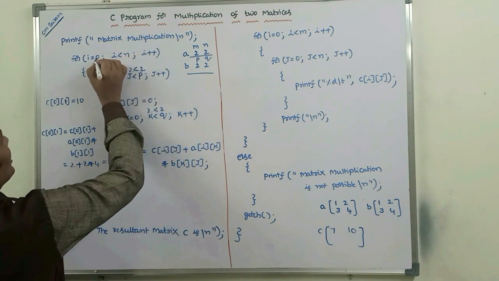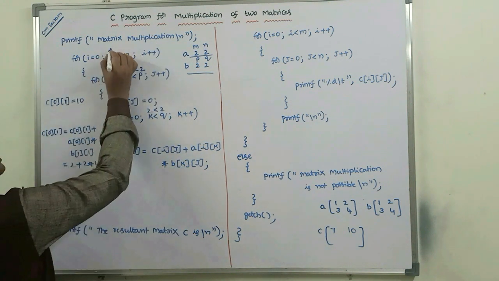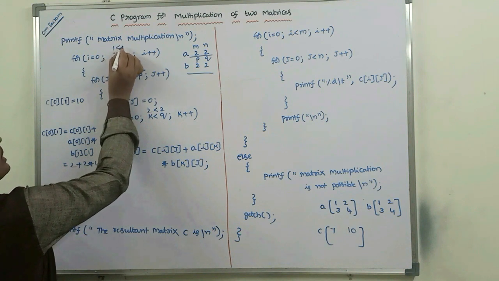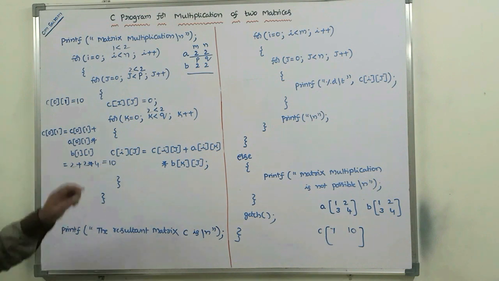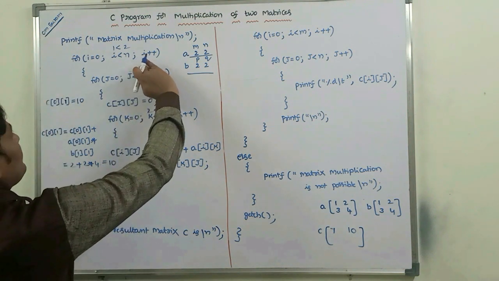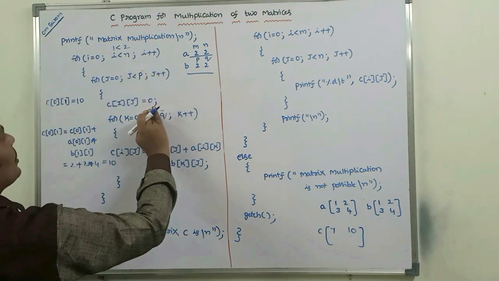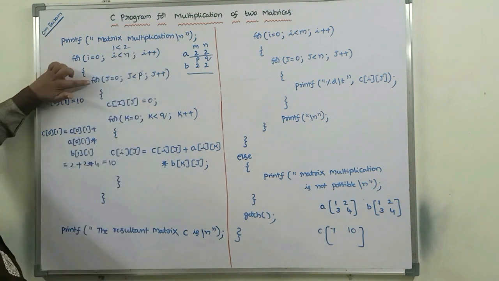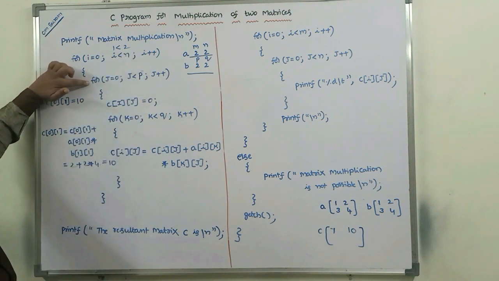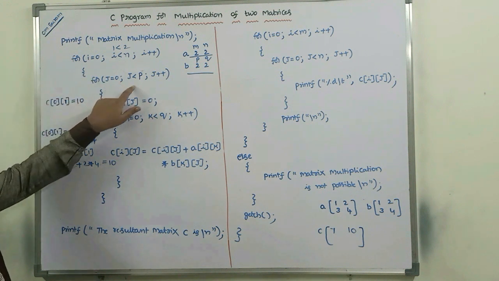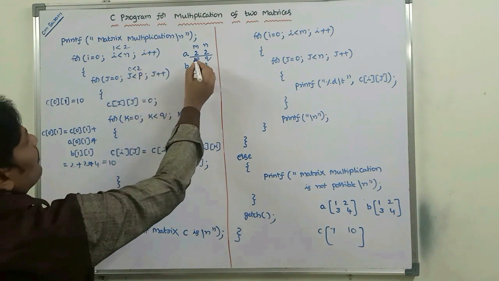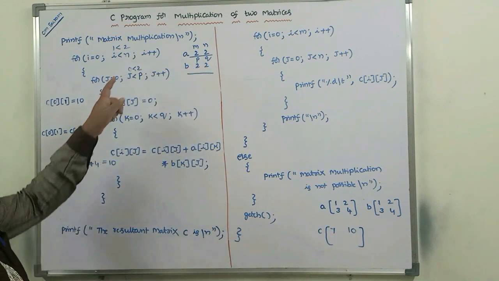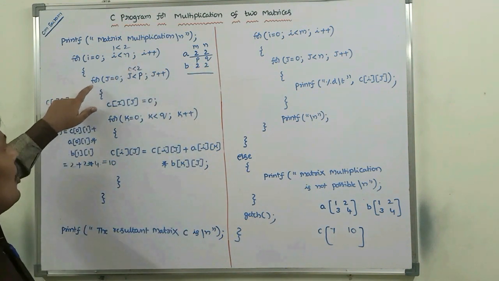I is incremented. Previously i value 0. Now i value 1. 1 less than n. N value is 2. Condition true. The control goes to the body of this for loop. Again in this body another for loop is there. J equal to 0, 0 less than p. P value is 2. Condition true. The control goes to the body of this for loop.